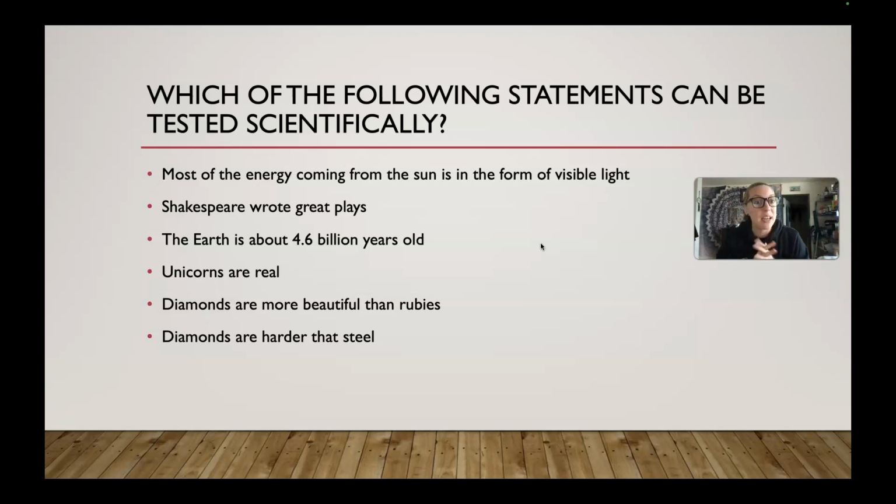Next one, can we test that the Earth is about 4.6 billion years old? Yes, many scientists all over the world have done various studies on the age of the Earth via different methods, radiometric dating, and things like that, which have all come to the same conclusion that the Earth is about 4.6 billion years old.